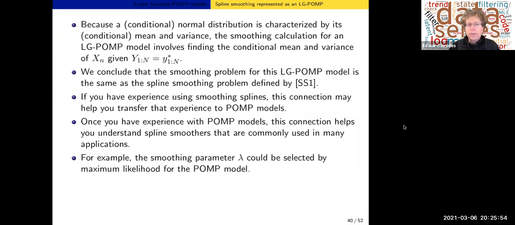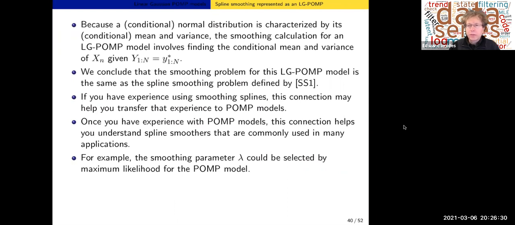Now, because a conditional normal distribution is characterized by its conditional mean and variance, what we've done by finding this conditional mean and variance of xn given y1 to n equals y1 to n star, we've basically done the smoothing calculation. And so we conclude that the smoothing problem for the LG-POMP model is the same as the spline smoothing problem. And this gives you a connection both ways.